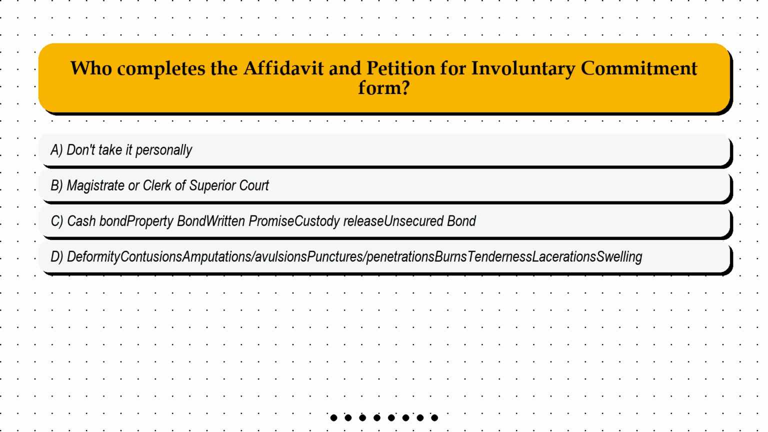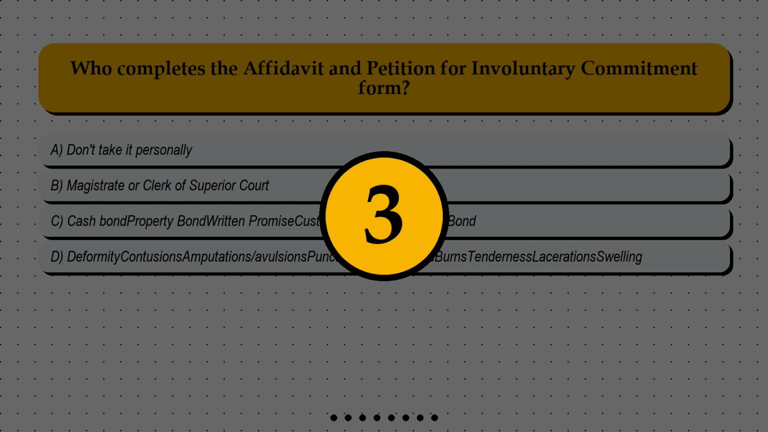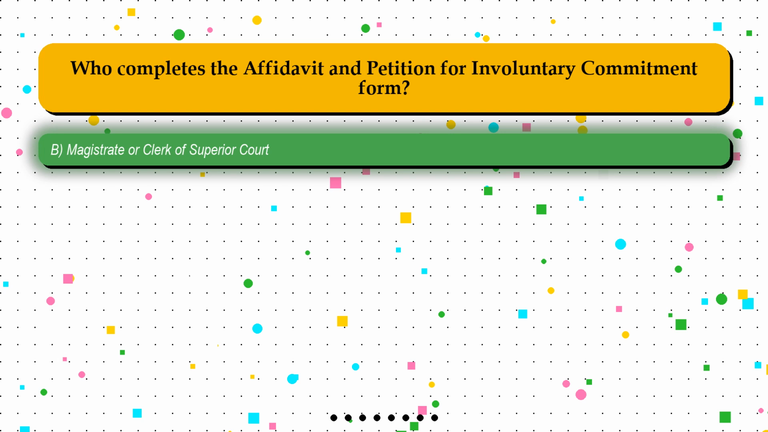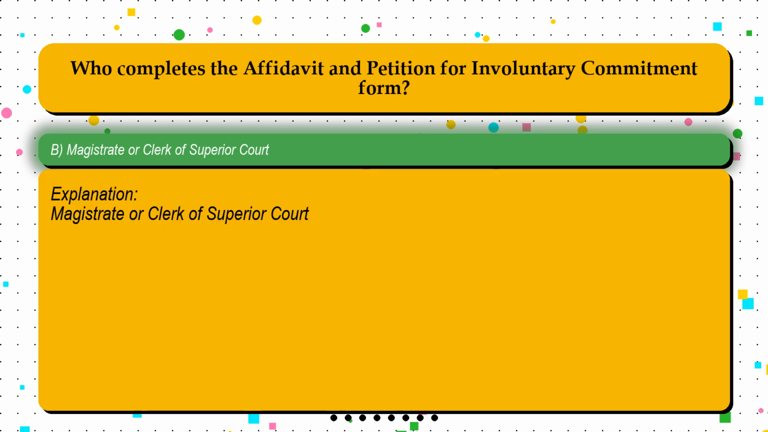Question 3. Who completes the affidavit and petition for involuntary commitment form? Option A, don't take it personally. Option B, magistrate or clerk of superior court. Option C, cash bond, property bond, written promise, custody release, unsecured bond. Option D, deformity, contusions, amputations, avulsions, punctures, penetrations, burns, tenderness, lacerations, swelling. The correct answer is option B, magistrate or clerk of superior court.